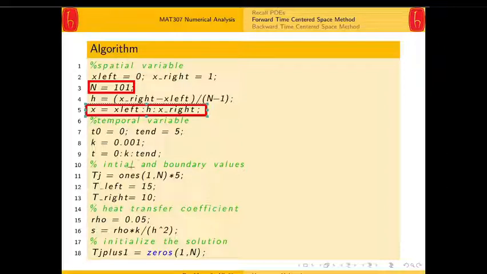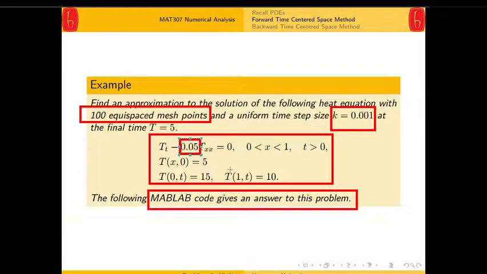Okay, so initial and boundary values can also be set in this way. So Tj is equal to ones, the vector of ones from 1 to n. So this is of size n. This is the vector of size n with ones, and we multiply this by 5 to get the initial temperature distribution, and we know the temperature is 5 everywhere initially. T left will be equal to 15, the temperature at the left end point, and T right will be 10. This is the temperature at the right end point. Okay, rho is the heat transfer coefficient, and this is equal to 0.05. So 0.05, it is from here.